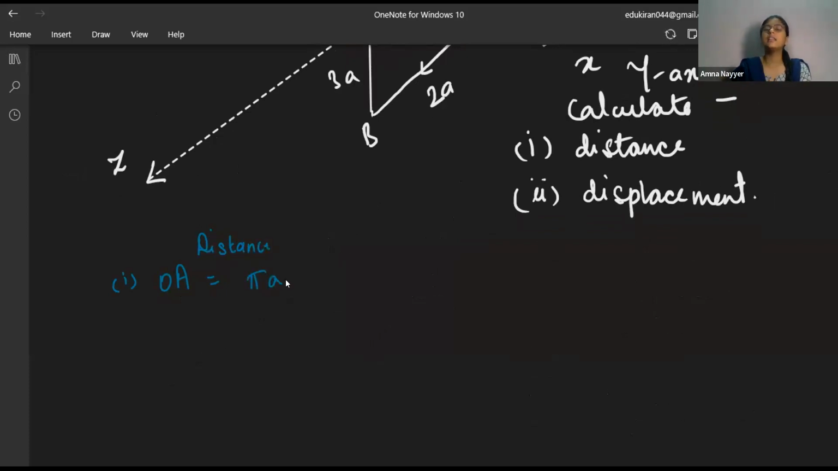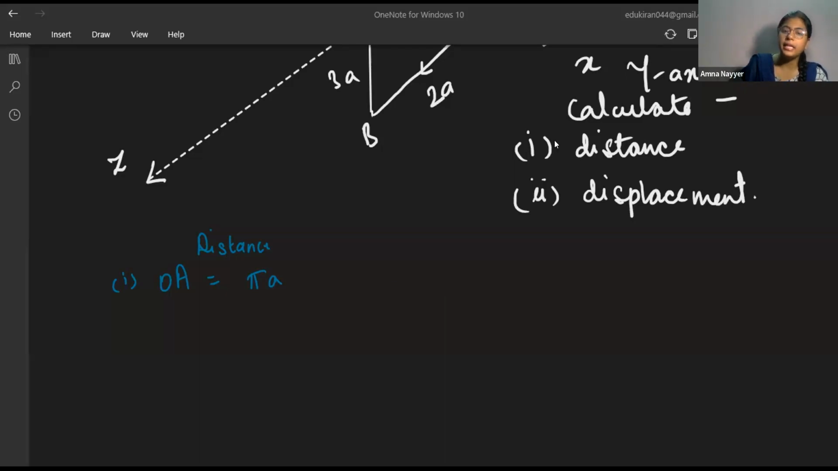First tell me, is this clear or not? Why is OA pi A? Clear or not? Yes or no? Right. So this is just a semicircle. It is starting from O point, coming to A point. So this is a semicircle. The distance covered will be pi A.